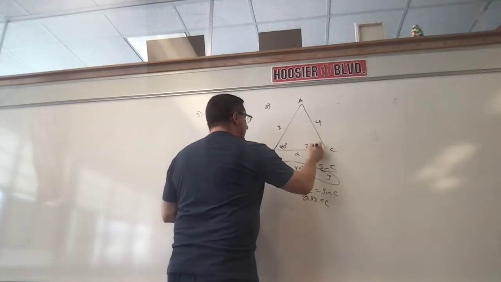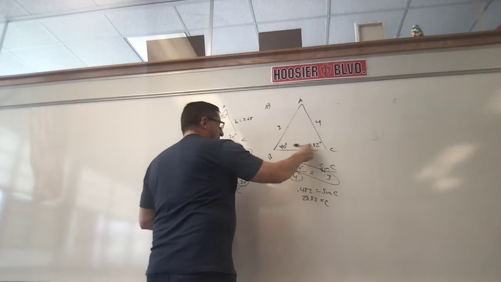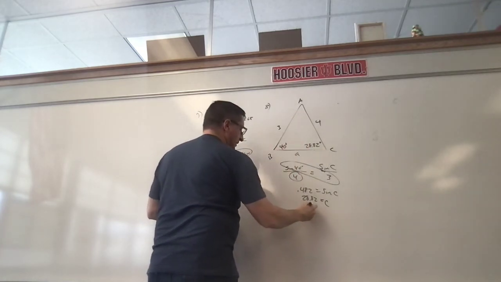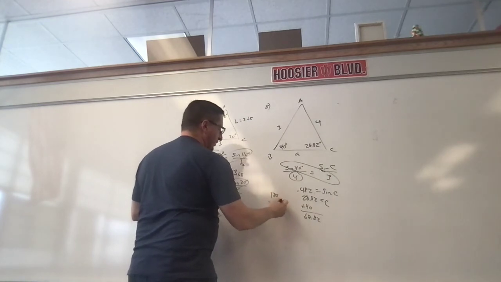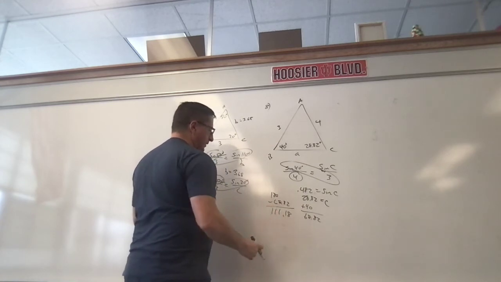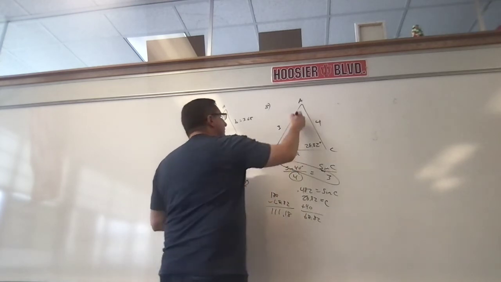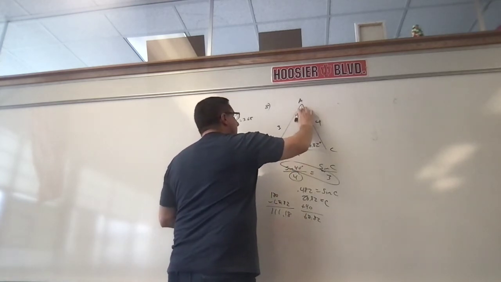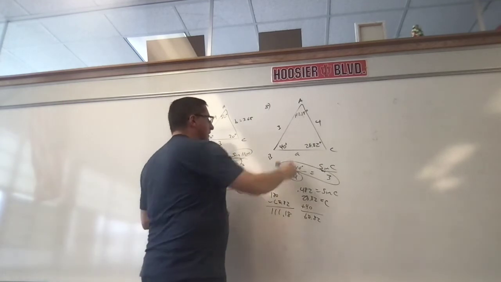C is about 28.82. Okay, and then I can find capital A. We can add these up, plus 40, that's 68.82. And subtract from 180, so 180 minus 68.82. Do that, you get 111.18. Okay. Yep. Okay.